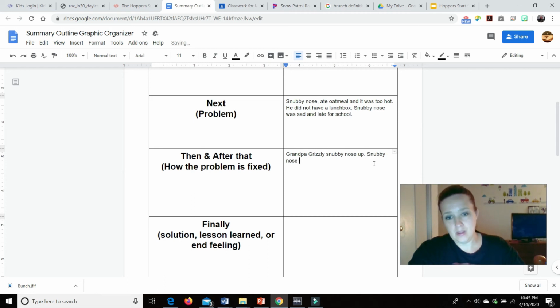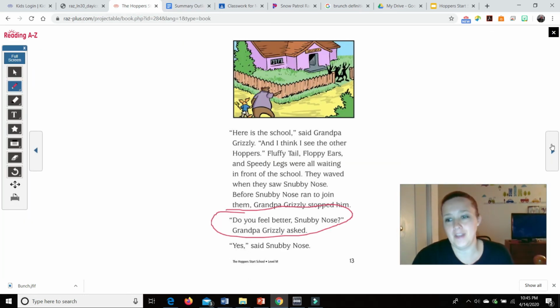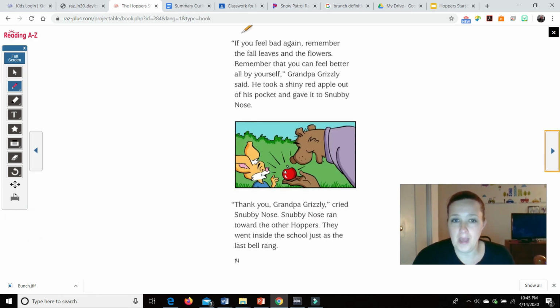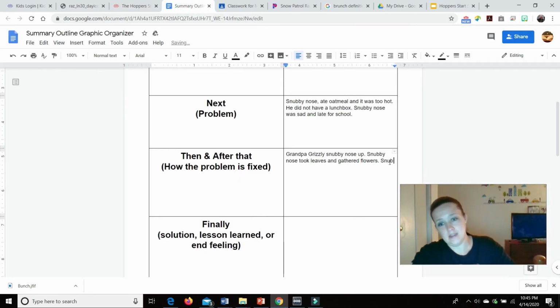So Snubby Nose took leaves and gathered flowers. But how did that make him feel better? Let's find out. If you feel bad again, remember the fall leaves and the flowers. Remember that you can feel better all by yourself. Here it is. Here's the solution. Snubby Nose got his mind off his problems. So how am I going to write that out? I'm going to write it as Snubby Nose made himself feel better by picking flowers and picking up leaves.